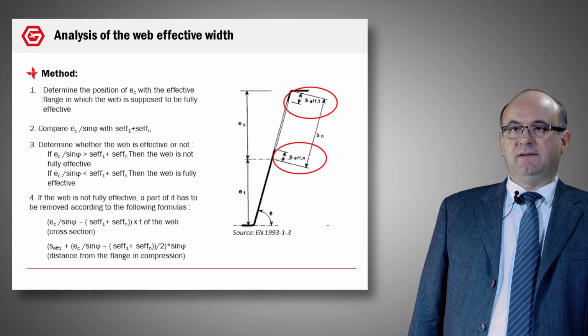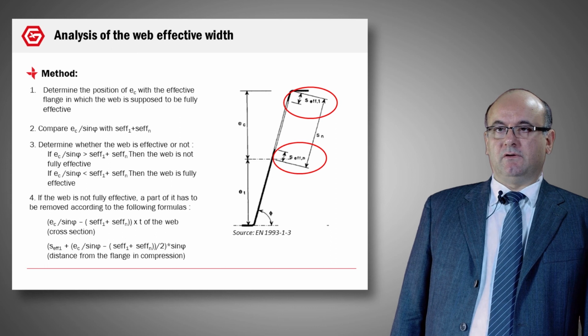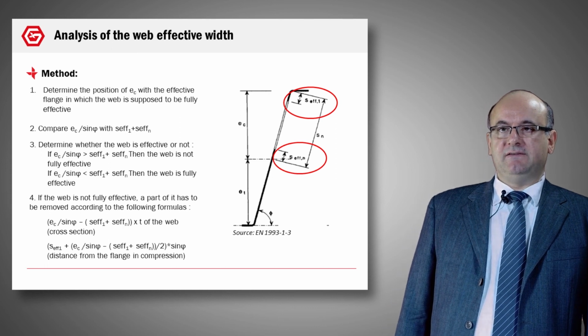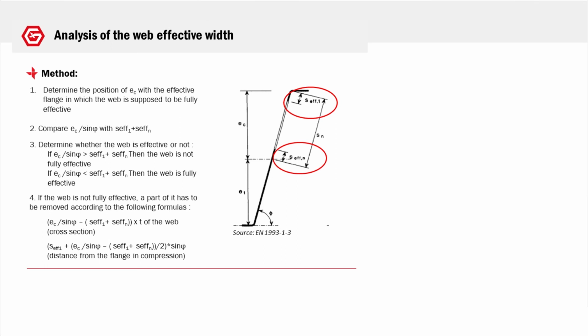Step 3, we determine whether the web is effective or not. For that, if e_c divided by sine phi is superior to S effective 1 plus S effective n, then the web is not fully effective. If e_c divided by sine phi is inferior to S effective 1 plus S effective n, then the web is fully effective. If the web is not fully effective, a part of the web has to be removed according to the following formula.